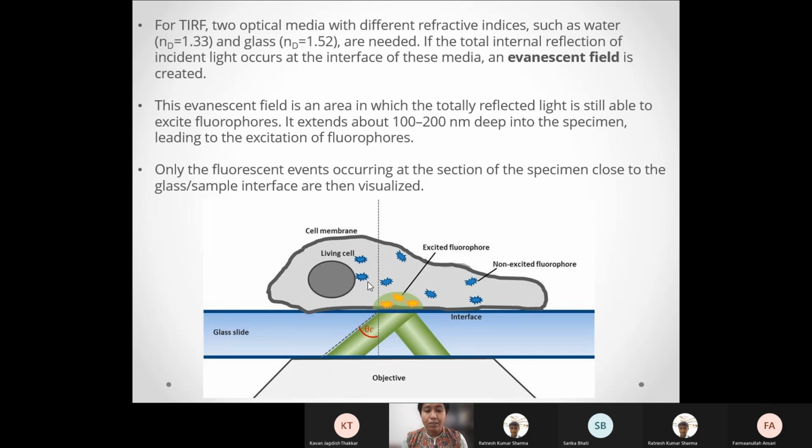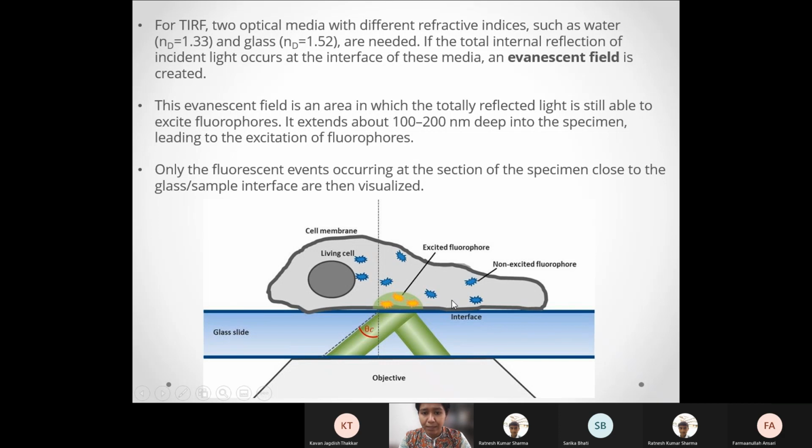But it is not that you would only see TIRF images with purified proteins. You can also do it on cells. So what can we see in cells? In cells we can see events which are happening very close to the membrane. So if this is the cell, then you can see that a part of the cell is actually sitting on the glass surface, right? You have this membrane which is literally on the glass surface.